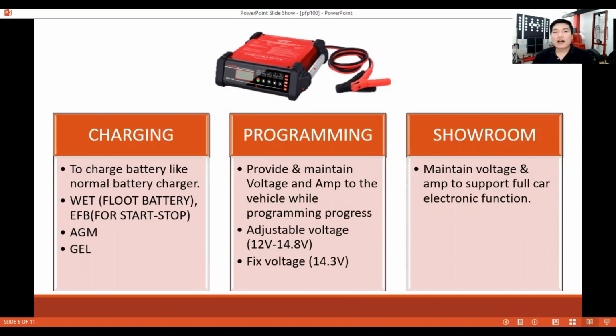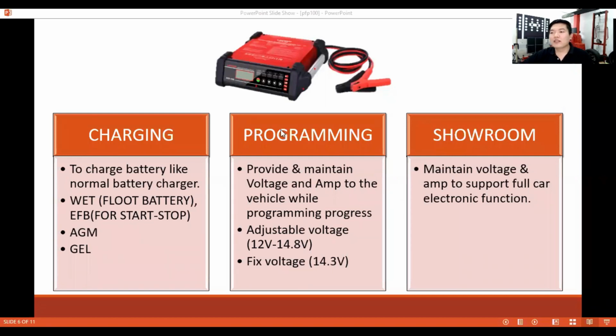We have experience: we charged a battery in our showroom, with the car parked here, for around 1 to 2 hours, and the battery charger showed us the battery was full.